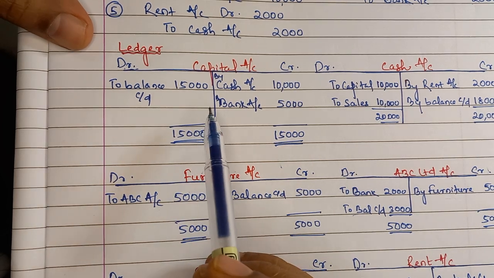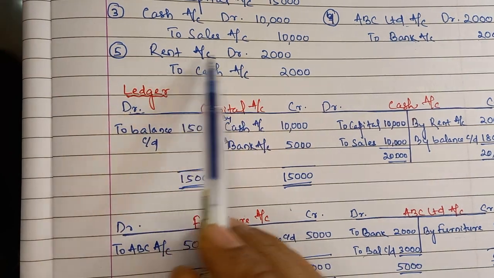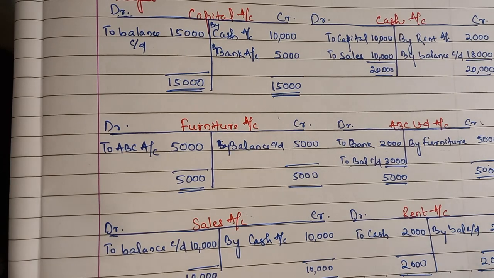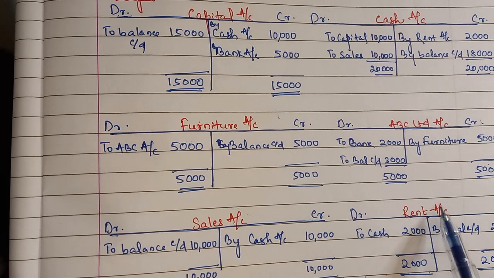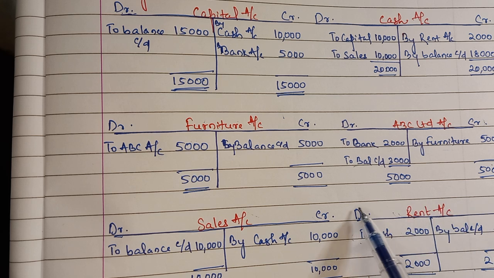And the last journal entry is rent account debited to cash. Correct? So what will happen in this case? If you see here, you have the rent account, rent account debited to cash. So if you see the technique of writing the ledger, always look into this debit and credit. That will give you the hint. So rent account debited, on the left side debit is there, to cash, correct? 2,000, and balance carried forward is 2,000.